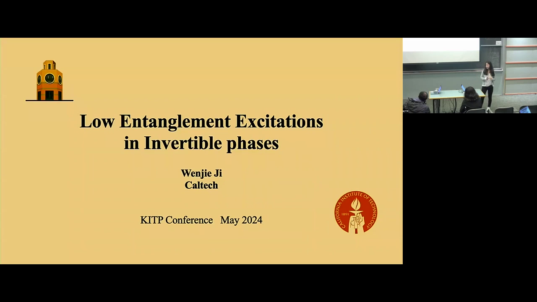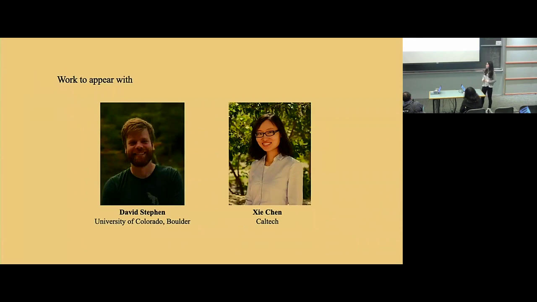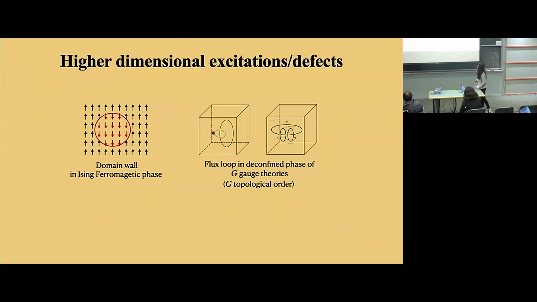But in this talk, I want to talk about the bulk excitations in this kind of phase of matter. And especially there can be line defects or surface defects, those kind of higher dimensional defects. And I would like to summarize their properties, which we will conclude as low entanglement excitations. This is work that's going to appear soon with my two collaborators. One is David Stephen from UC Boulder, and another is Xie Chen from Caltech.